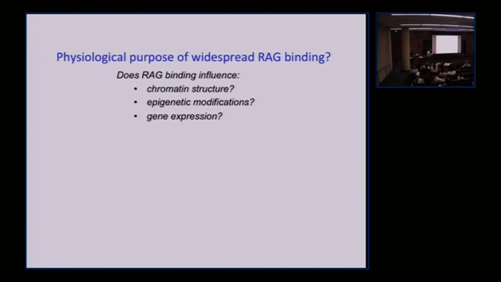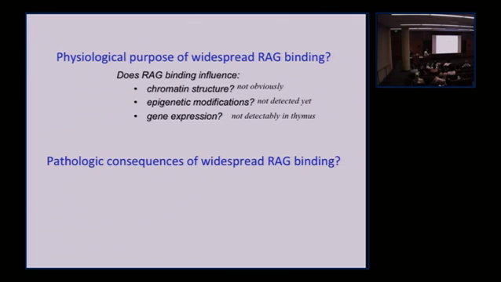We could imagine that RAG binding would influence chromatin structure, epigenetic modifications, gene expression. We've tried to look at all of these, and thus far we've seen no obvious effect on chromatin structure, although we can't rule that out. We haven't seen alterations in epigenetic modifications as a result of RAG binding, nor have we been able to detect any effect on gene expression simply by the presence or absence of the RAG proteins in terms of binding. So thus far, we've basically struck out trying to find a physiological purpose. Some collaborators have some very intriguing data that may be hinting at a purpose, and I'm not going to go into that. Stay tuned, but thus far, we don't see any obvious function.